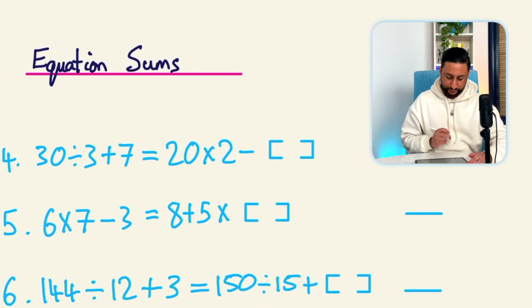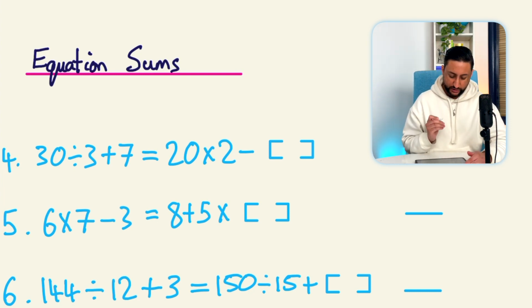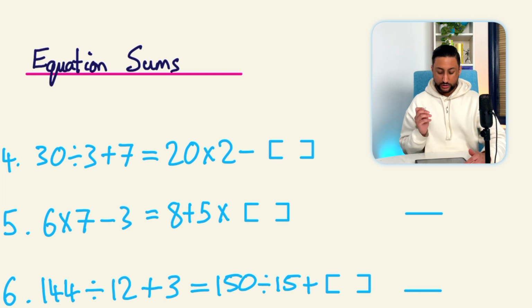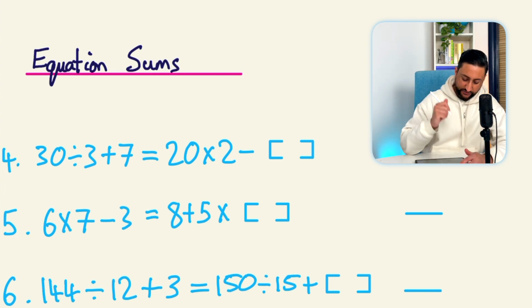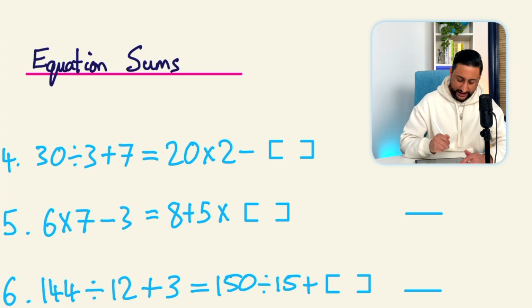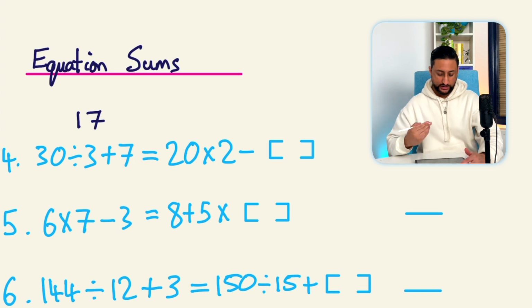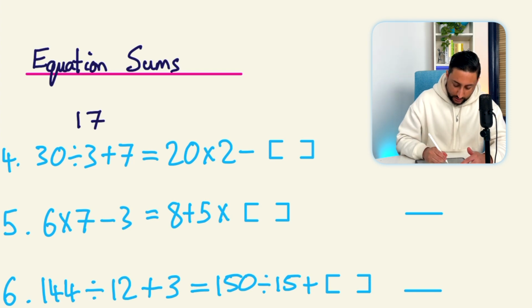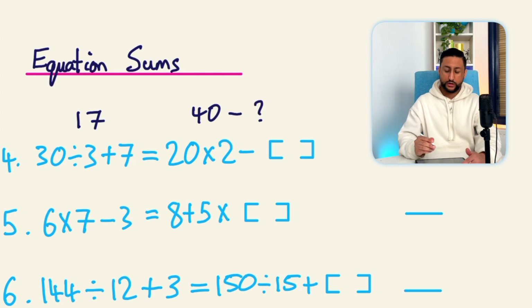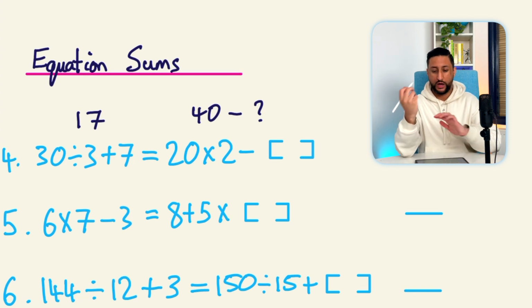We have in question 4, and you can see we've got more than 2 numbers on each side as well. We have 30 divided by 3 plus 7 equals 20 times 2 minus something. So left hand side again, 30 divided by 3 is 10. 10 add 7 is 17. So our right hand side has to equate to 17 as well. We have 20 times 2 minus something. Well, 20 times 2 is 40. So we're going to write that here. I'm going to write 40 minus something. Now 40 minus something equals 17. So if we were to do 40 minus 17, we'd get our other number.